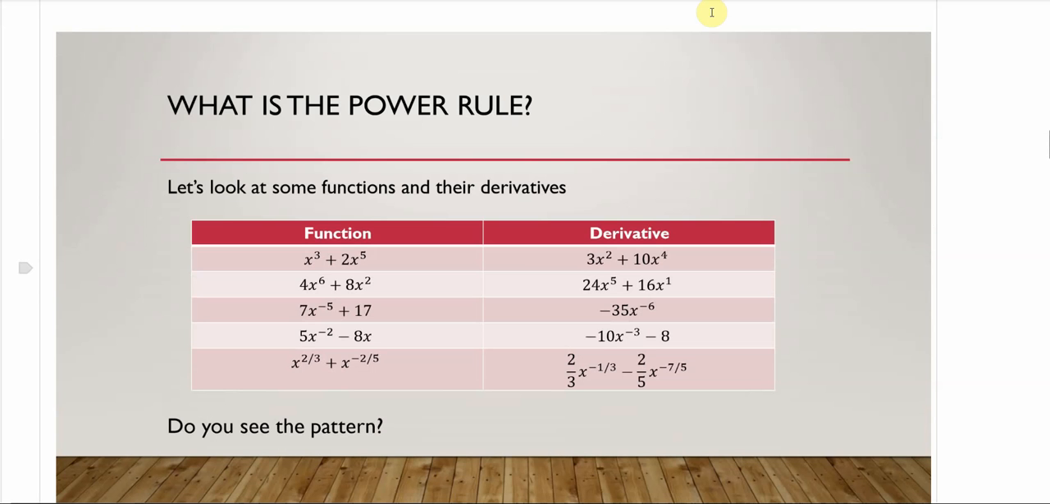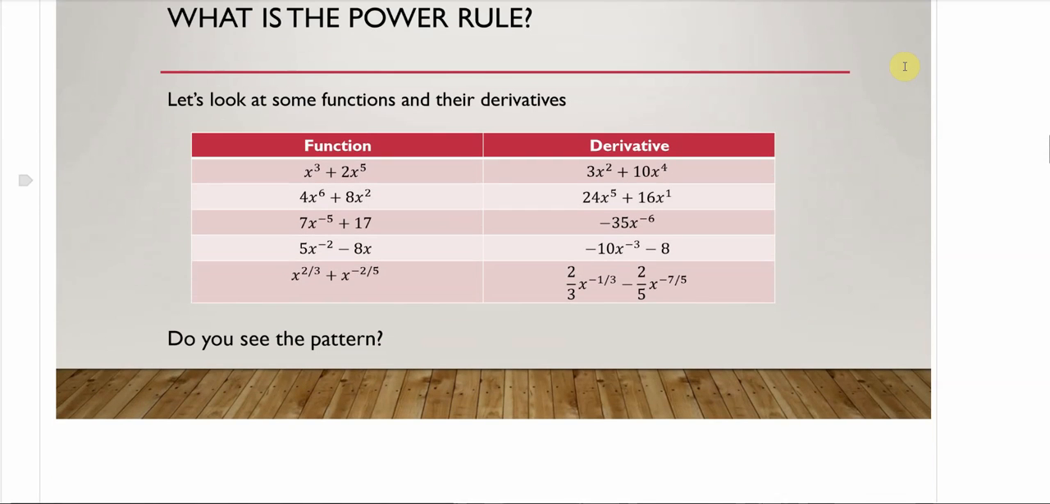But before we begin, let's see if you can figure out the power rule shortcut, all right? So here we go. I'm going to give you a function. The function is x cubed plus 2x to the fifth, and the derivative is 3x squared plus 10x to the fourth. Okay. Let me give you the next one. The next one is 4x to the 6th plus 8x squared, and we're going to end up with 24x to the 5th plus 16x to the 1 power.